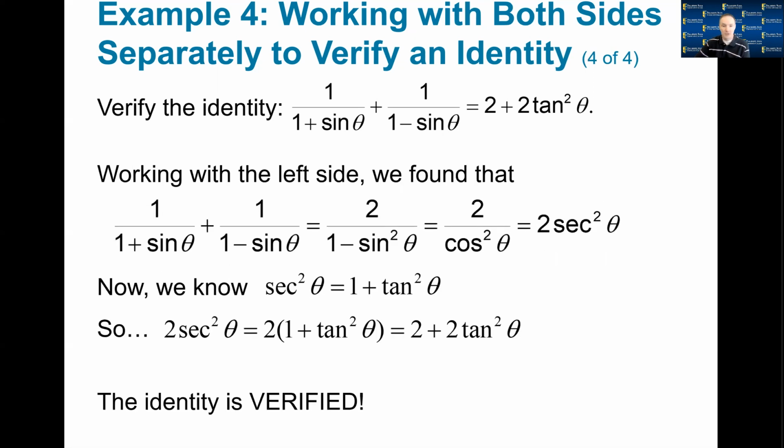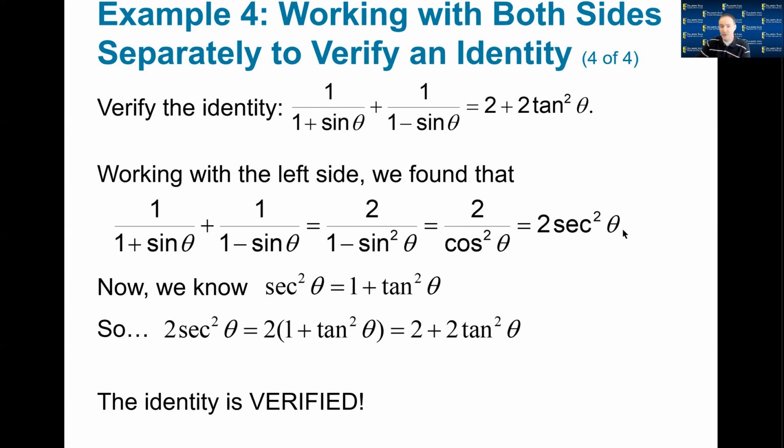So here on the next page, you'll see that left-hand side, and you don't have to rewrite all of this each time, but this is just showing you the progression from one slide to the next. That left-hand side, I said, was 2 over 1 minus sine squared theta, which now I'll say is the same thing as 2 over cosine squared theta. Why does that help? Because 2 over cosine squared theta is the same thing as 2 times secant squared theta. Since secant is the reciprocal of cosine, secant squared is the reciprocal of cosine squared. So I have 2 secant squared theta.